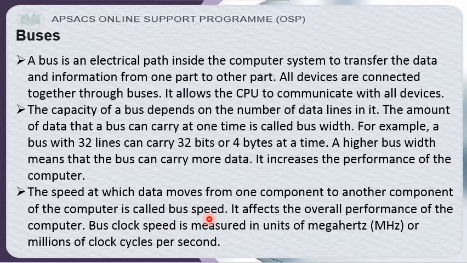So two factors are there. One is the number of lines, which is the total number of bits that can move at the same time. Another one is the speed at which the data moves on these lines. So it affects the overall performance of the computer. Bus clock speed is measured in megahertz, or we can say millions of clock cycles per second. So it means that millions of bits can move in 1 second, which is 1 cycle.